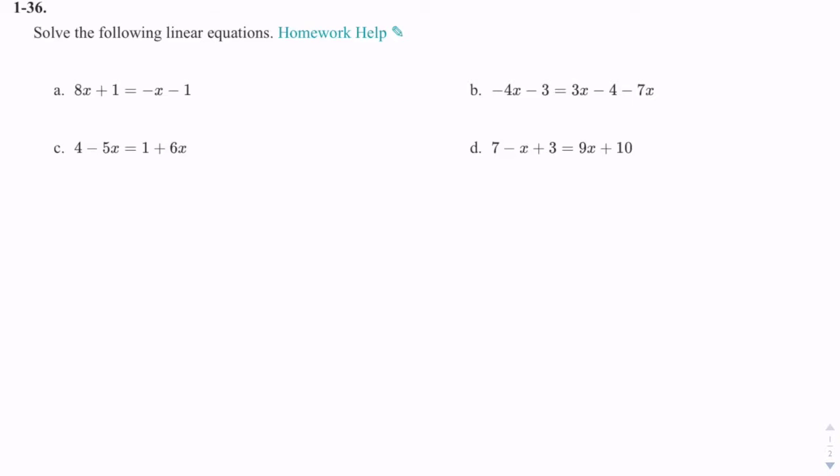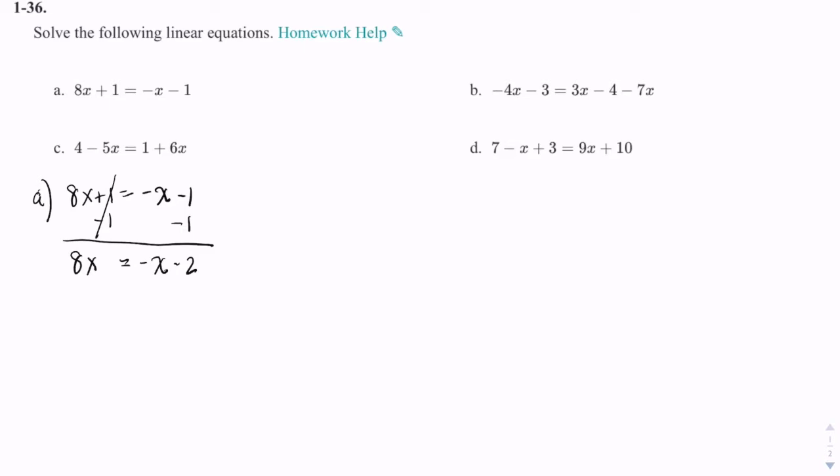Okay, for 36, they want us to solve the following equations, so I'll just start in order. A: 8x plus 1 equals negative x minus 1. I will get my variable alone, so I'll subtract 1 from both sides, and I get 8x, this cancels, equals negative x. Negative 1 and negative 1 is negative 2, right?